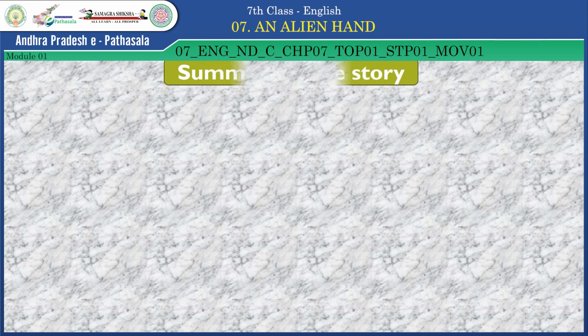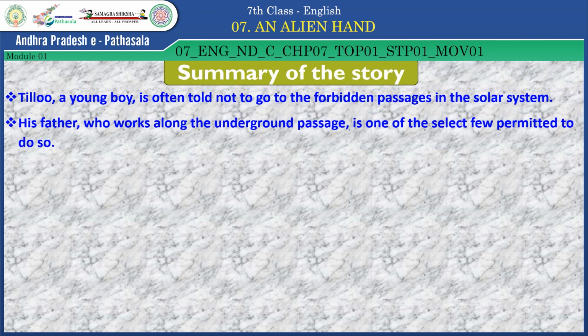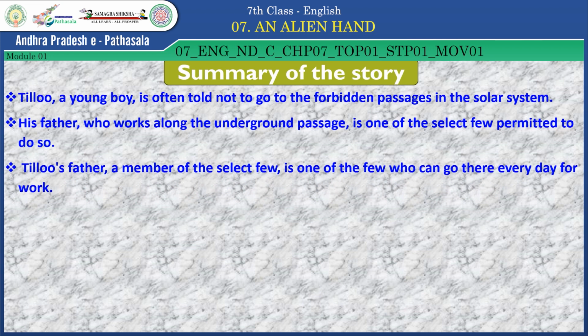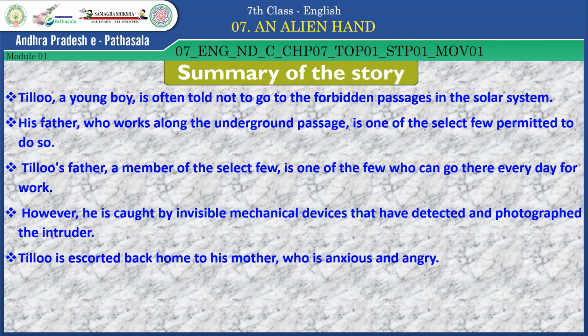Summary of the story. Tillu, a young boy, is often told not to go to the forbidden passages in the solar system. His father, who works along the underground passes, is one of the select few permitted to do so. Tillu's father goes there every day for work. However, Tillu is caught by invisible mechanical devices that have detected and photographed the intruder. Tillu is escorted back home to his mother, who is anxious and angry.